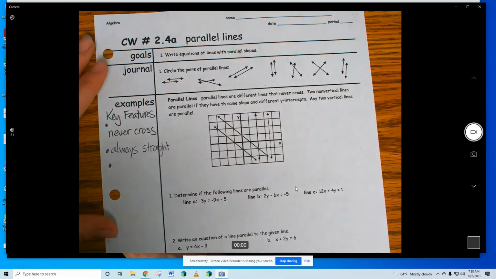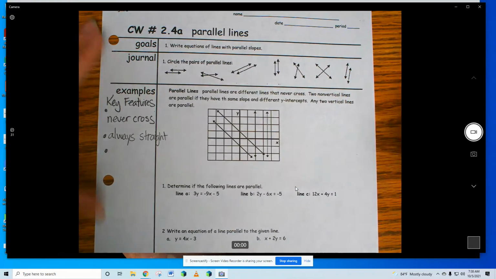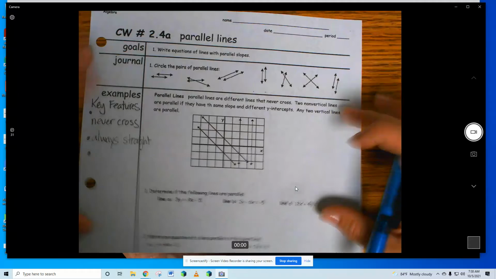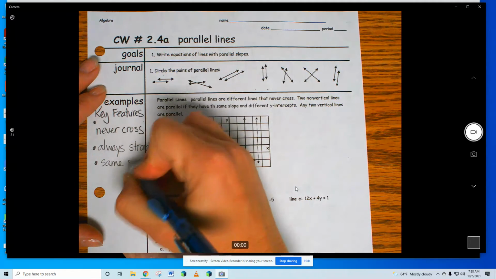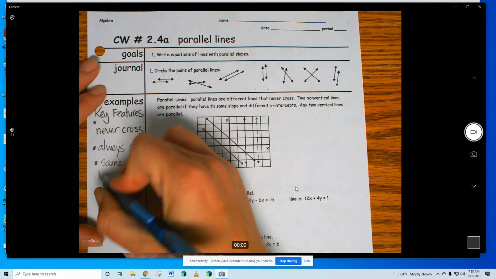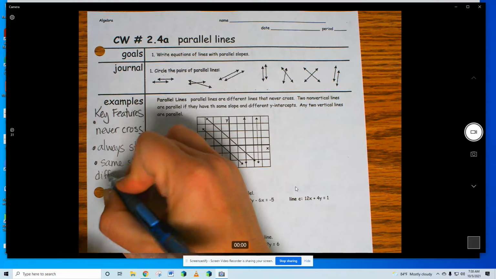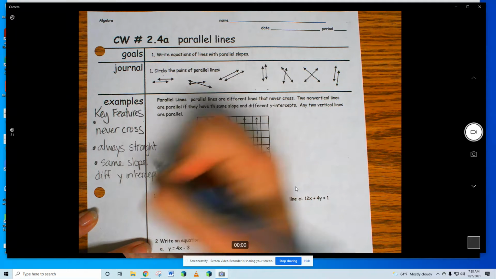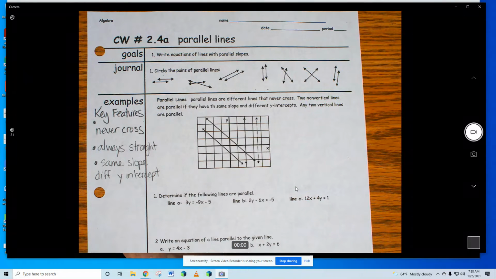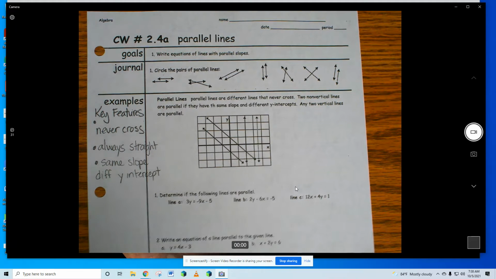Brandon, tell me yours again. Same slope. Different y-intercept. Perfect. So I'm going to give you some examples of pairs because parallel lines are going to come in pairs, in twos of parallel lines. I'll write them in the margin.